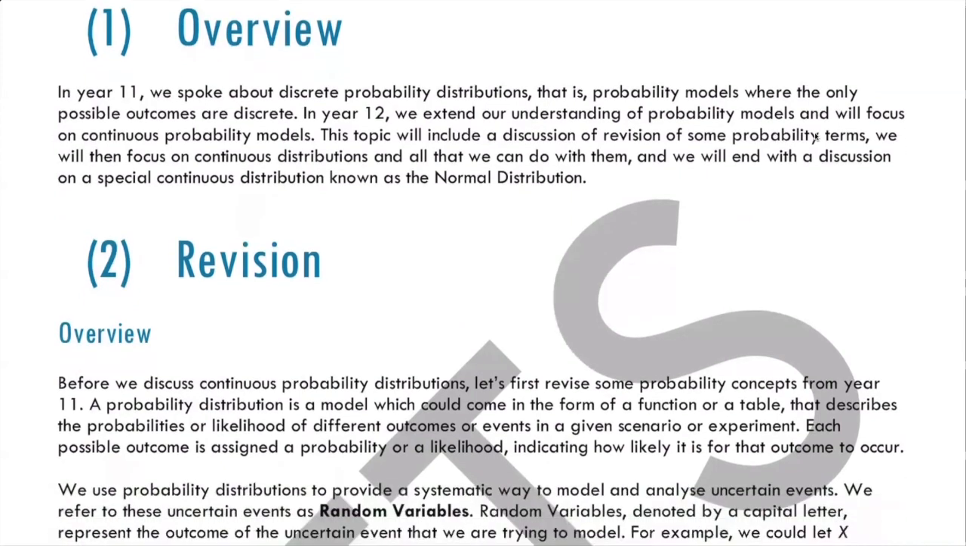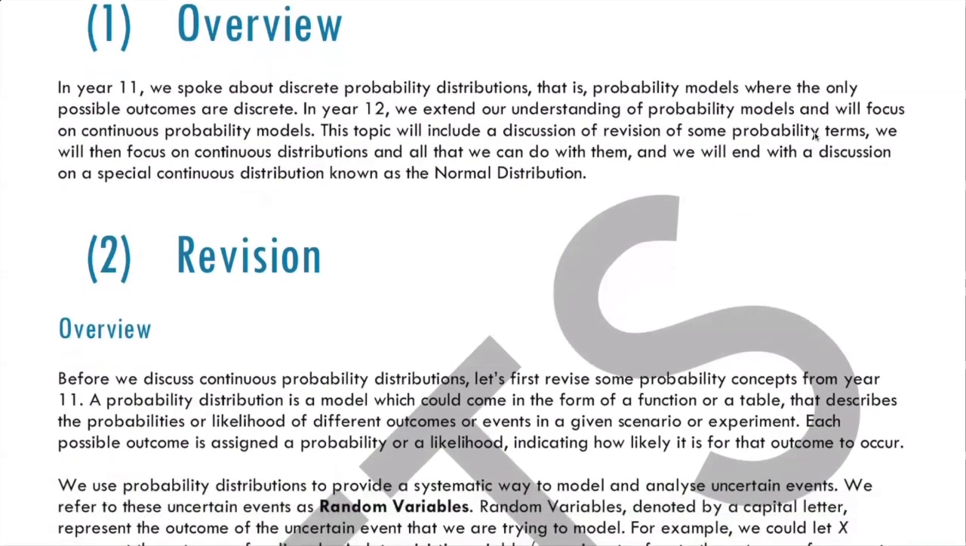In year 11, we had two probability topics. We had probability in Venn diagrams with all the A union B, A intersection B nonsense. And then we had the discrete probability distributions, so expected value of X and variance of X and that stuff. This topic is the second part to probability distributions. Instead of discrete, it's now continuous.